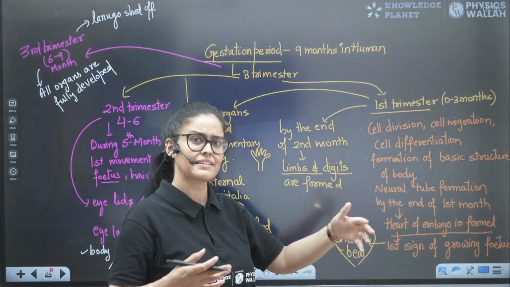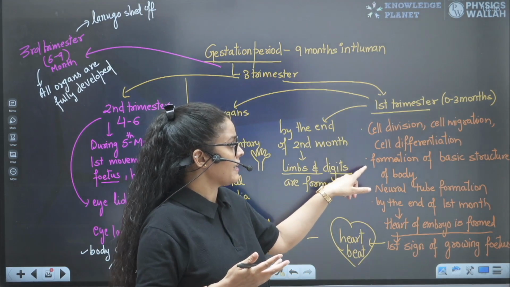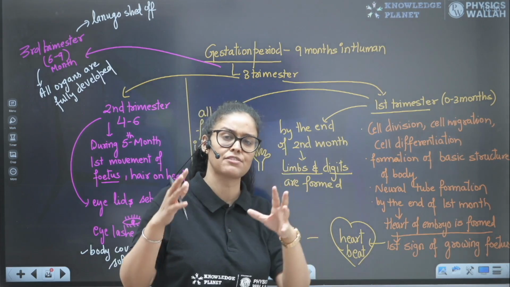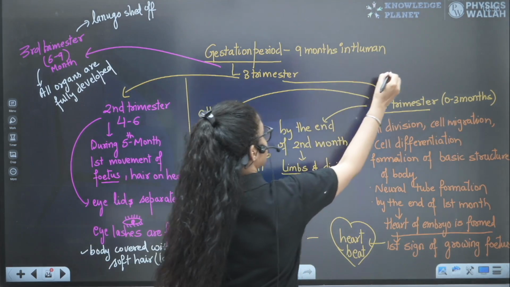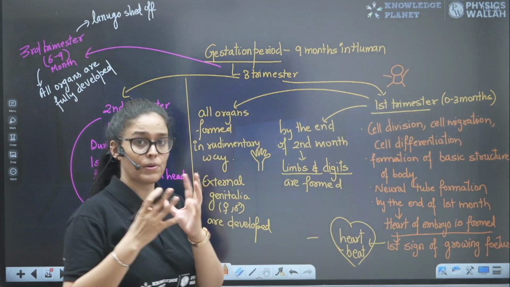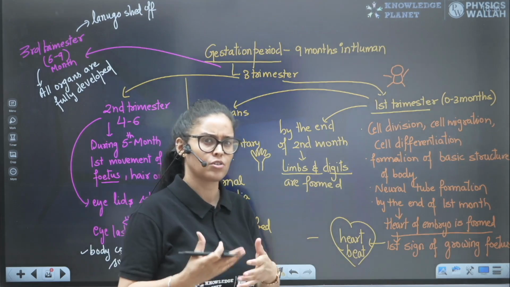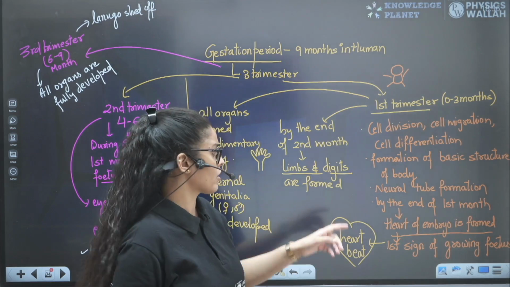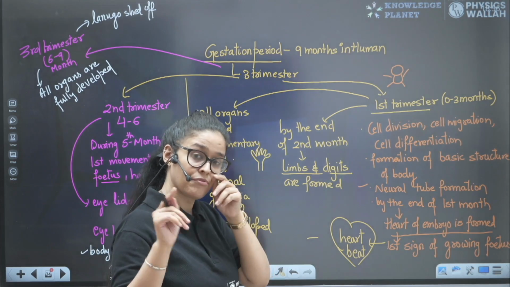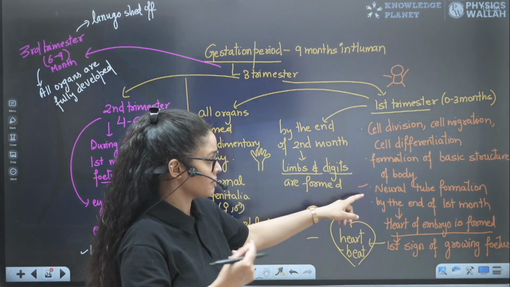Cells are dividing, migrating in the embryo, and differentiating, and there is formation of basic structures. Rudimentary structures are formed, meaning a particular skeletal form is basically developed here, right? At this particular time it is not fully developed, but in a rudimentary way all the organs are developed. Neural tube formation will start for the first time, and this is the first structure that will start forming.